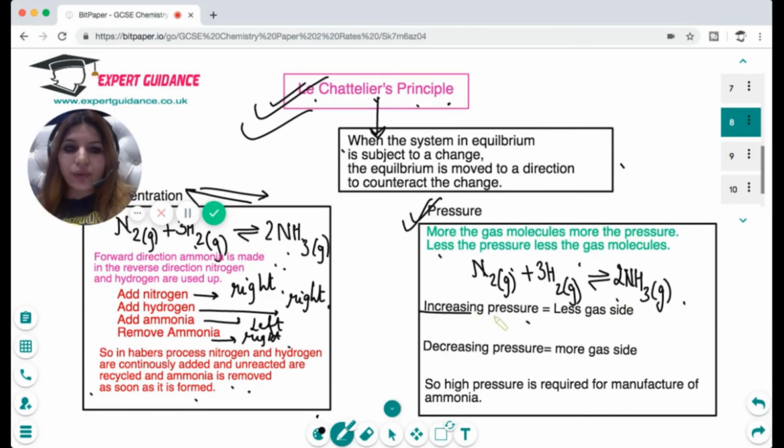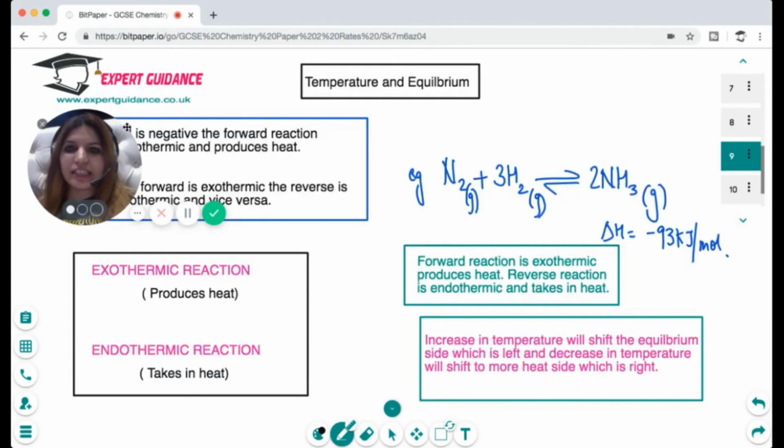So if you increase the pressure, what will the system do according to Le Chatelier's? It will move the reaction to the less pressure side. And which is the less pressure side? To the right. On the other hand, if you decrease the pressure, the system will do the opposite. It will increase the pressure, so move the reaction to the more gas side, which is the left. So high pressure is required for the manufacture of ammonia. Okay, so I hope this is clear to you.